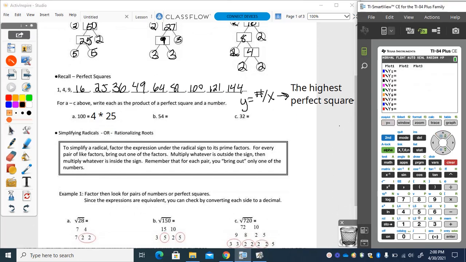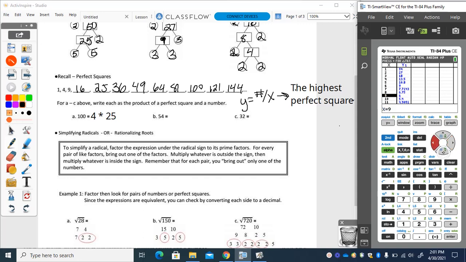So again, let's clear this out and do 54 divided by x, and second graph. Now we want to find the highest perfect square. Let's start with the first perfect square we have, which is 1. That gets you 54. Okay, might be it. Now let's go to the next one. 4 gets you 13.5, but we don't want that because that's not a whole number. Now let's go to the next one. 9. What do we get? 6. All right, so 9 and 6 are looking pretty good.